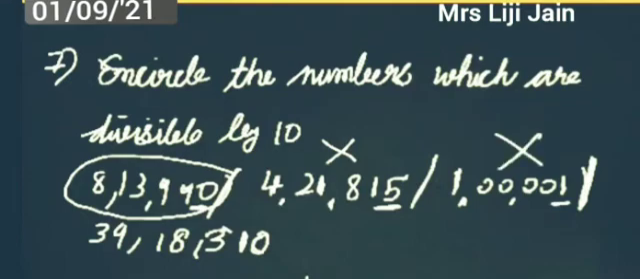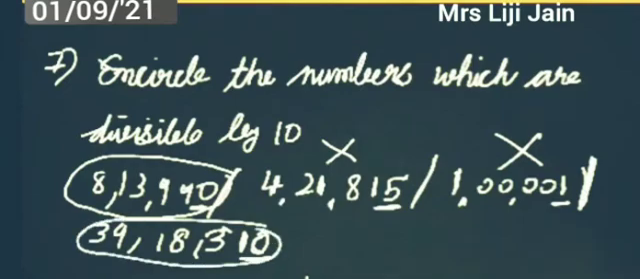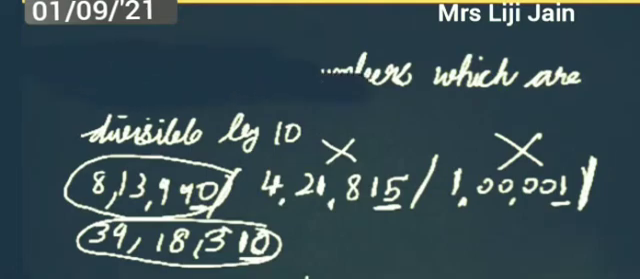What about this number? 39,18,310. Last digit here 0. Is it divisible by 10 then? Is the number 39,18,310 divisible by 10? Yes. Okay. Yes. Good. Now try to do the problem of divisibility by 11.